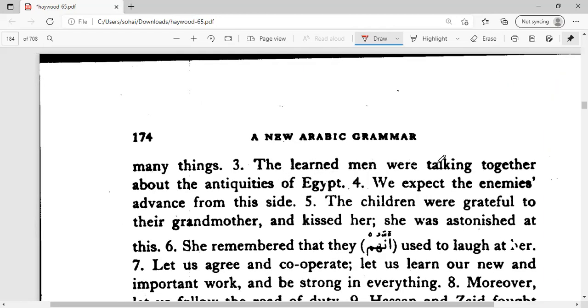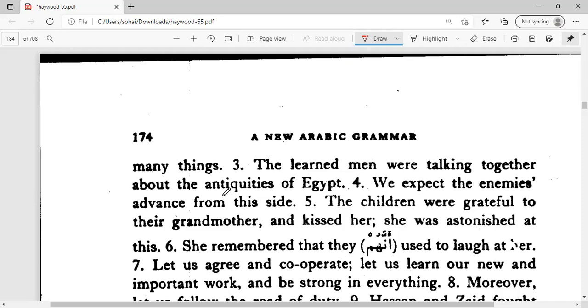The learned men were talking together about the antiquities of Egypt. What does this word mean? We already did this. So we're going to say the learned men were talking.